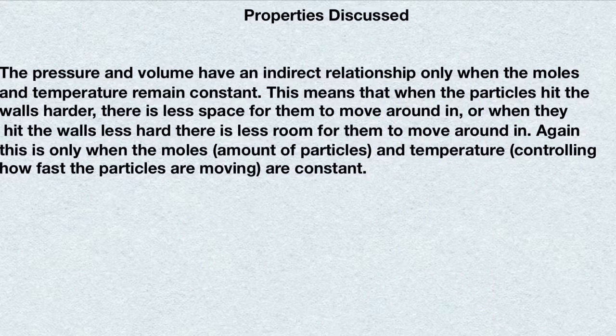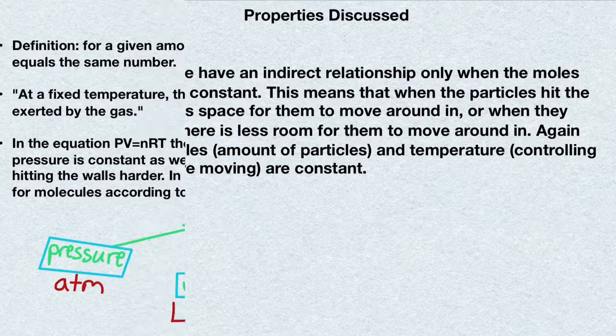Properties discussed. The pressure and volume have an inverse relationship in Boyle's law only when the moles and temperature remain constant. This means that when the particles hit the walls harder, there is less space for them to move around in. Or when they hit the walls less hard, there's more room for them to move around in. Again, this is only when the moles, which is the amount of particles, and temperature, which is controlling how fast the particles are moving, are constant.